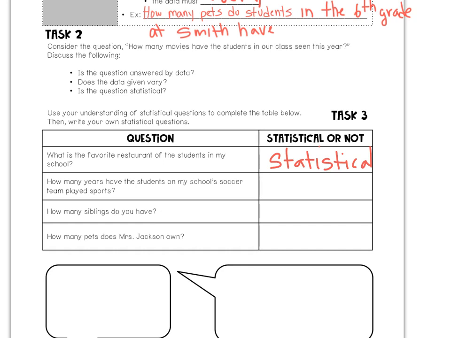Let's look at the next question. How many years have the students on my school's soccer team played sports? Okay, will I be collecting data? Yep. How many years? So again, that'll be numerical data. Have the students on my school soccer team? I'm asking many people, and the answer will vary. So this is also statistical.